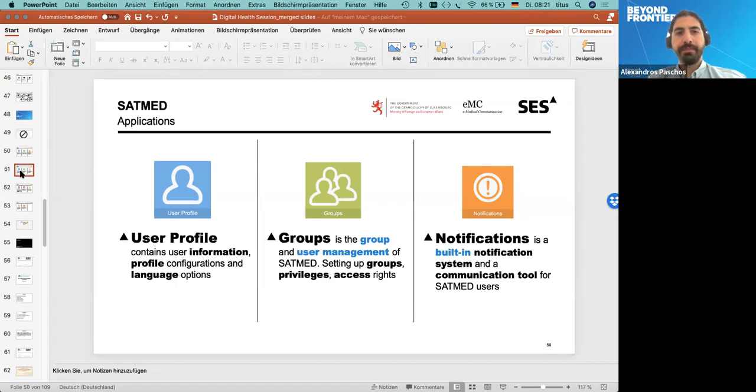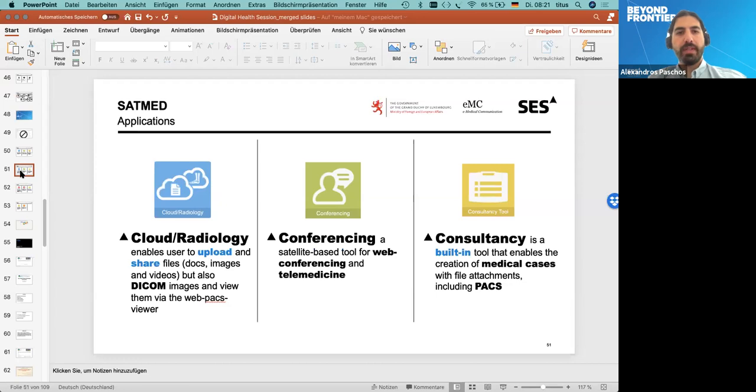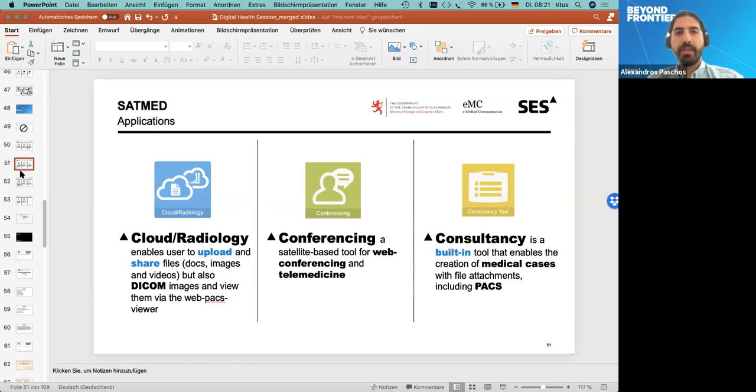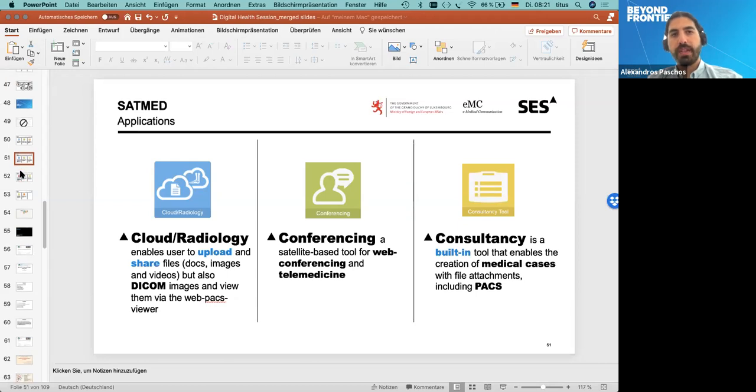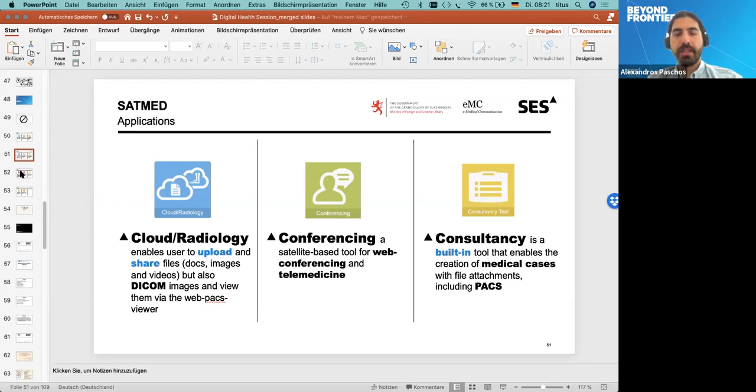Next slide. We have the cloud radiology system, which is a web-based PACS viewer where you can upload DICOM images that are anonymized once they are uploaded, and share them with other users. We have a conferencing tool, which is a casual conferencing tool. We have the consultancy tool where you can create medical cases and also attach DICOM images within these medical cases. Next slide.